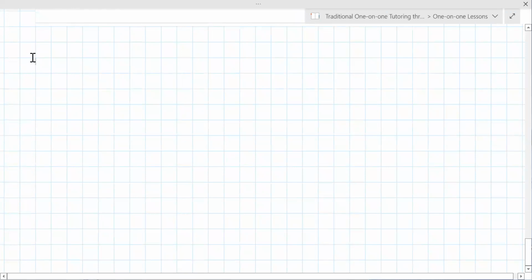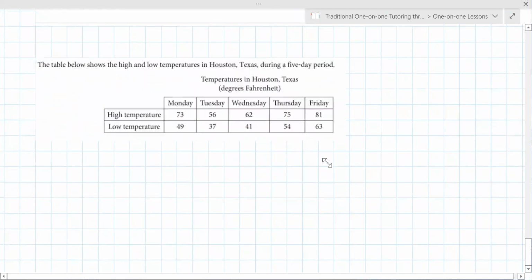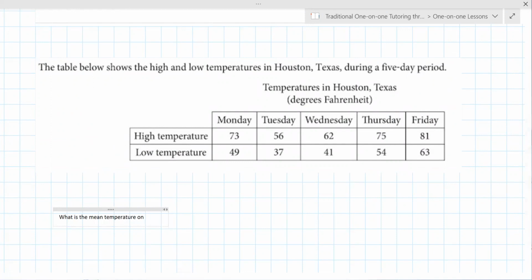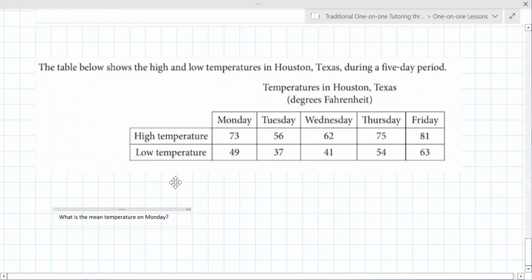Okay, so it's the same table, but here is your question. What is the mean temperature on Monday?